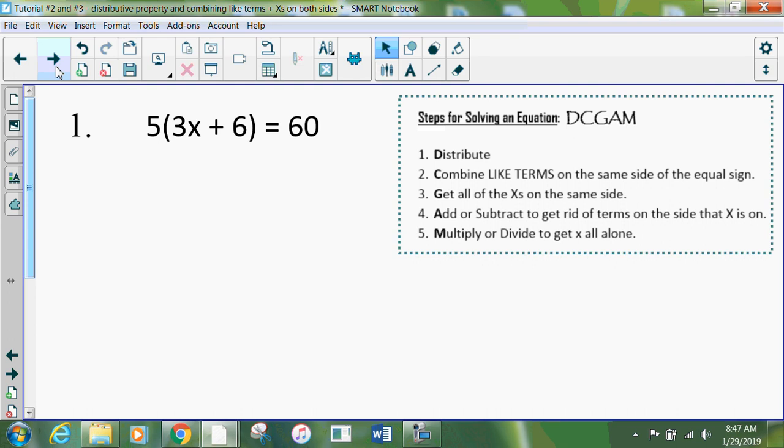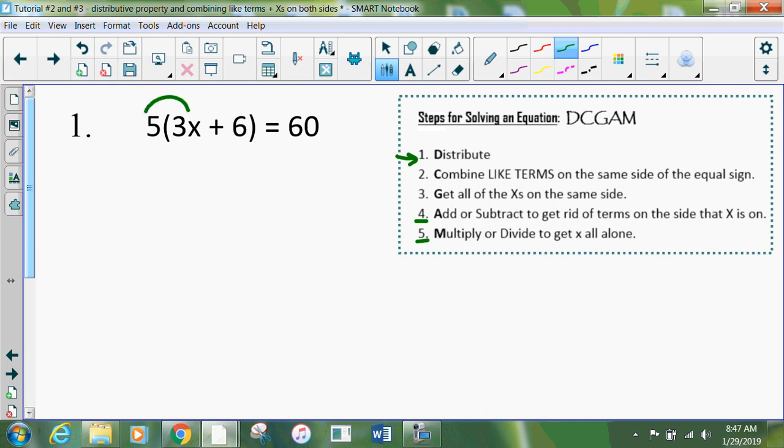And then finally, we get to the steps 4 and 5, which are the steps that we used for 2-step equations. So the first thing I want you to notice, whenever you see an equation, if you see parentheses, we always want to distribute first. And so that's what we're going to do with this first problem. We're going to go ahead and distribute. 5 times 3x is 15x. 5 times 6 is 30. And we're going to write down the rest of the problem.